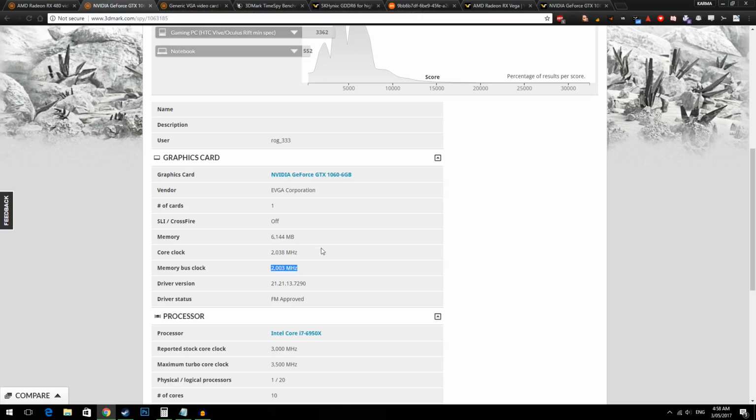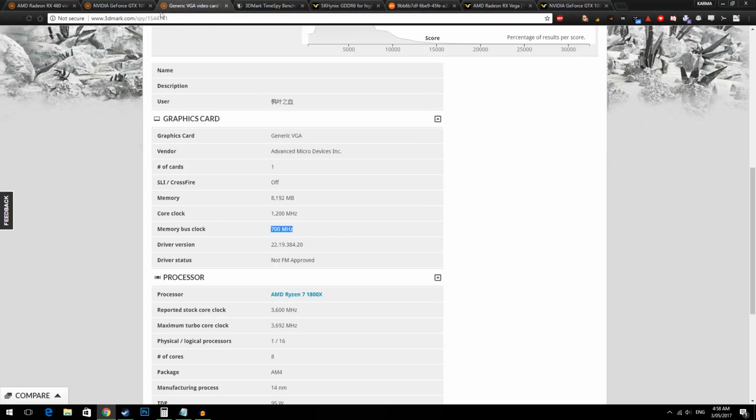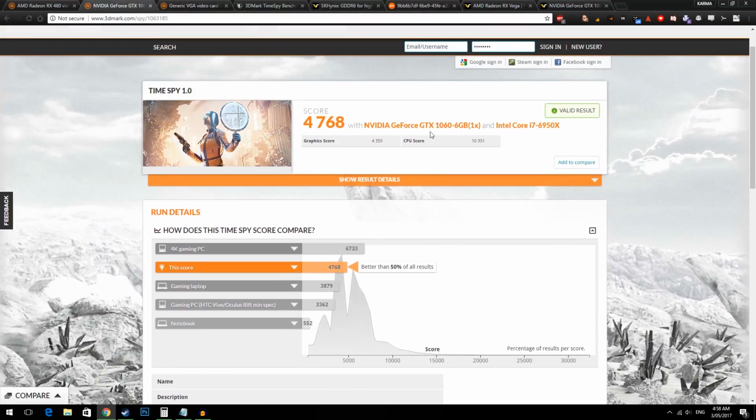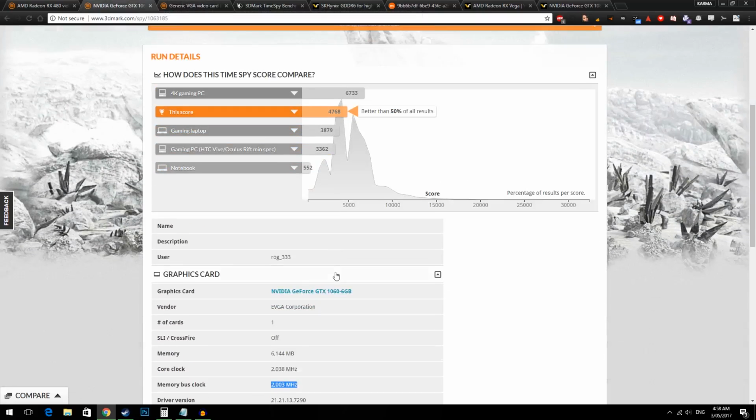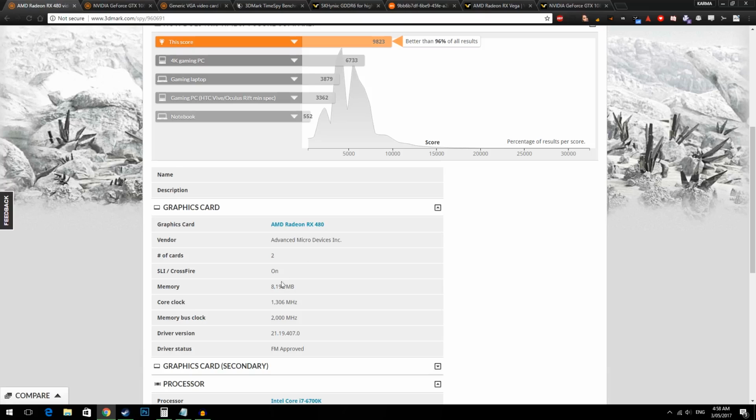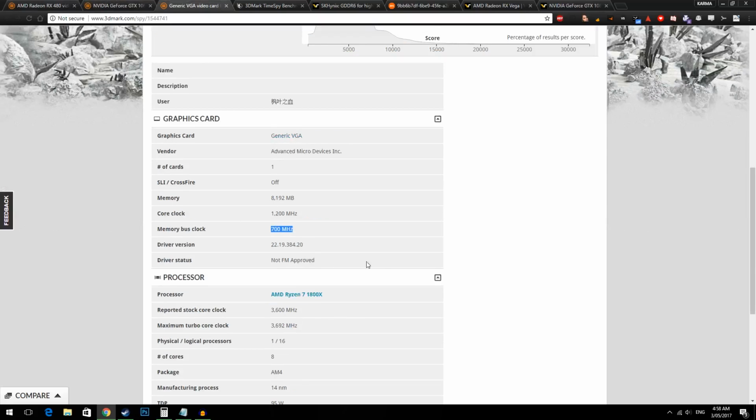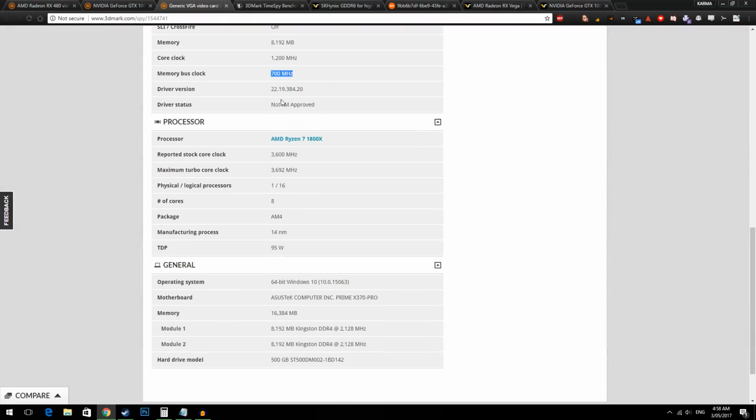Now, of course, we don't know if this reading is correct, but I would assume, based off how it can read 1060s and RX 480s memory bus clocks correctly, that this could potentially be correct. Now, like I said, take this with a grain of salt, but this is pretty important, and I'll outline to you why.